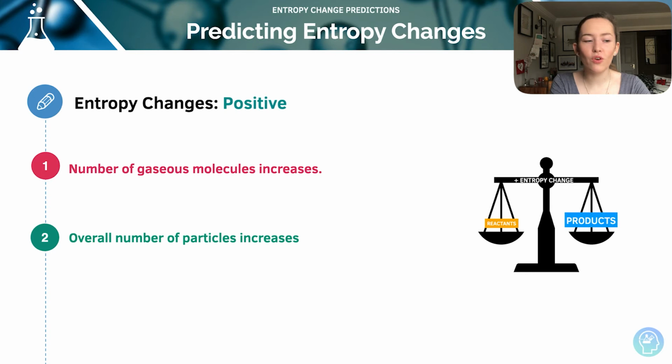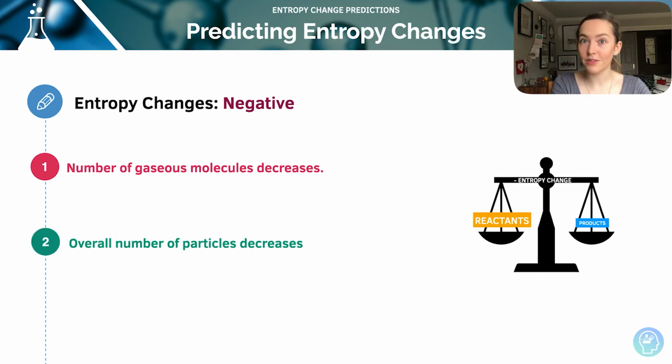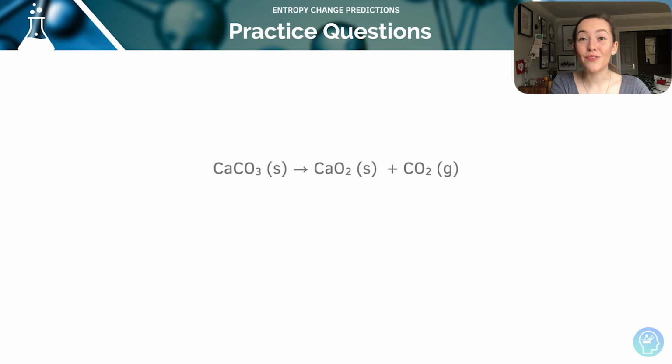The second thing we can look for is the overall number of particles increases as we go from the reactants to the products. Generally, in a reaction, when the number of moles of products formed is greater than the number of moles of reactants, then the entropy value is going to be positive. Conversely, if we look at it in the other direction, we're going to get a negative value for our entropy if the number of gaseous molecules decreases or if the overall number of particles decreases.